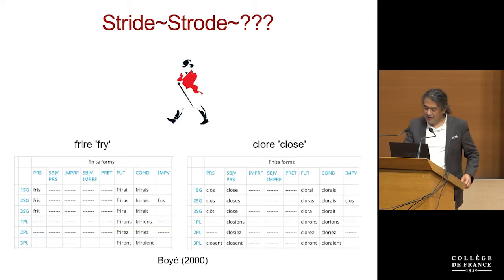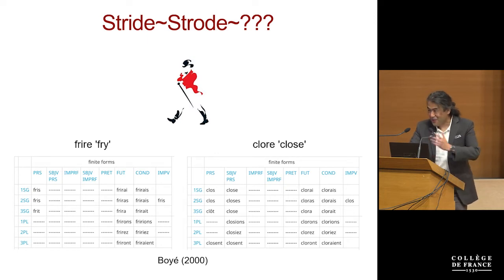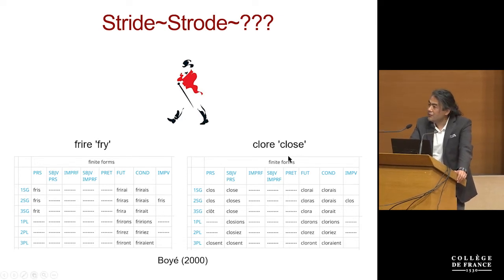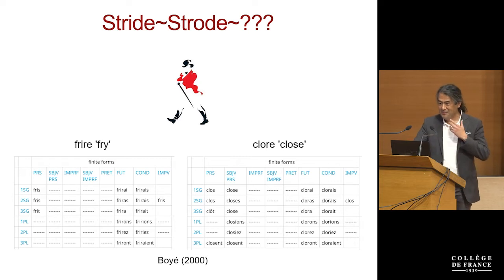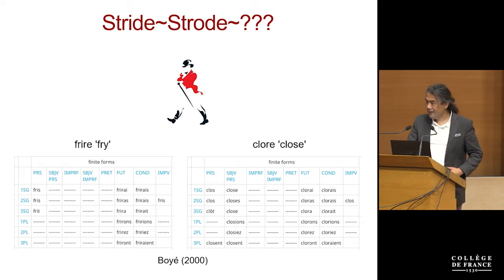Since I'm in France, I'll give you 2 examples. I don't know French at all, but these were given by previous researchers in French morphology. Apparently, the verbs fry and close in French do not have certain inflected forms in the language. I don't know, but this is what people say. Believe me on the stride case.